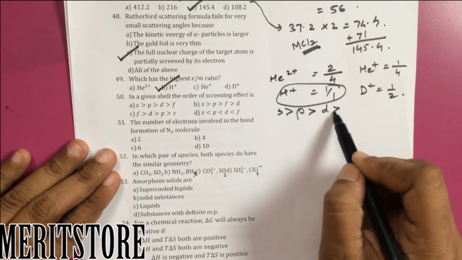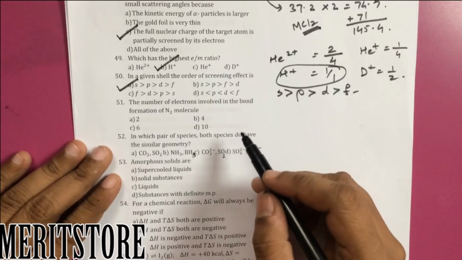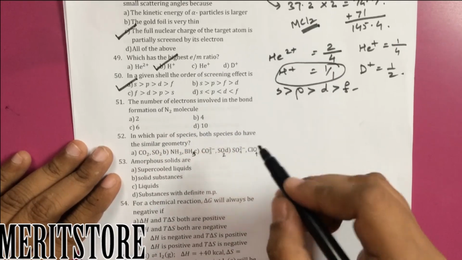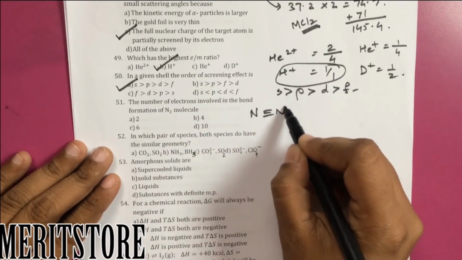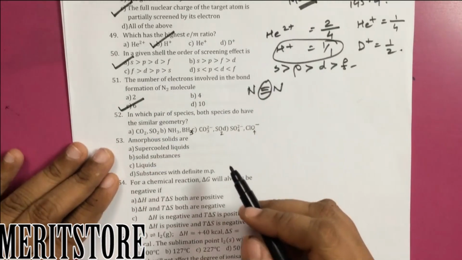In the given shell, the order of screening effect: generally the screening effect is highest for s, then for p, then for d, and then f. Therefore option A. The number of electrons involved in the bond formation of N2: N2 is N triple bond N. So there are 3 bonds, so 3 into 2 is 6. 6 electrons will be involved.